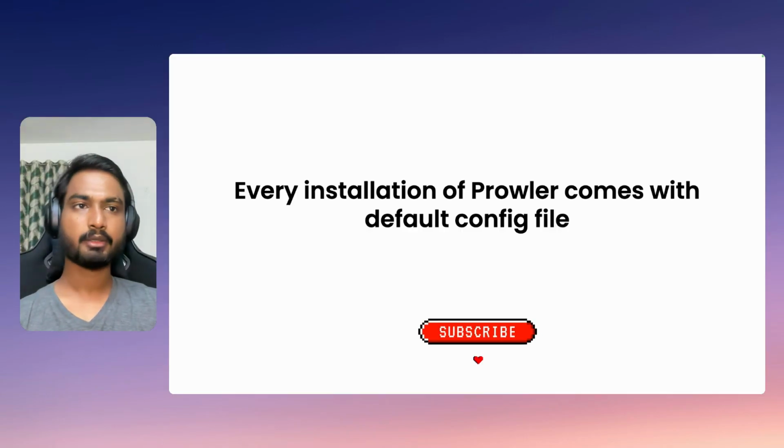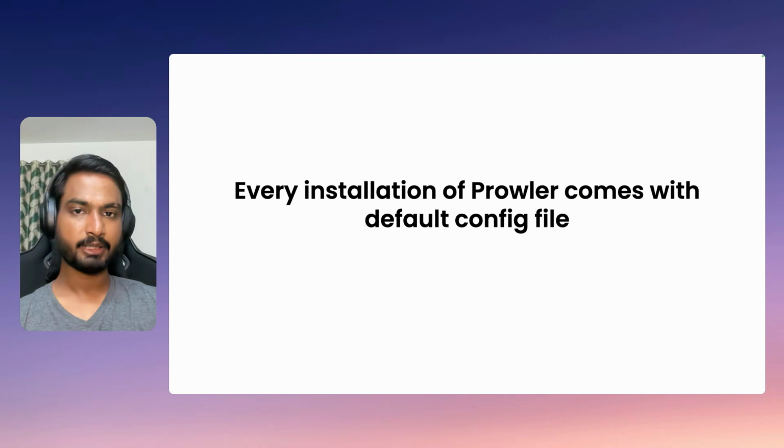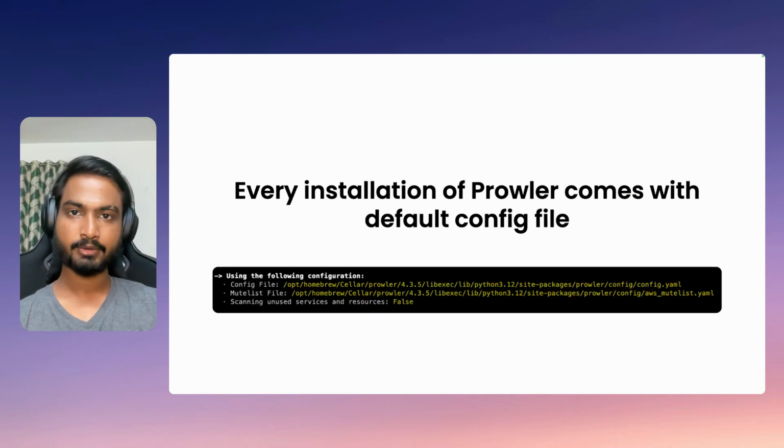One thing to note here is every installation of Prowler, be it using pip or using brew, would contain its own default config file. So in the previous demos, you should have seen a message like this where it says that it's using the following configuration. It is using a config file, which is saved under Brew's location, and a mute file. We'll be looking at the mute file in a future video. But for now, you need to note that there is a default config file for every Prowler installation. Let's take a quick look into the config file.